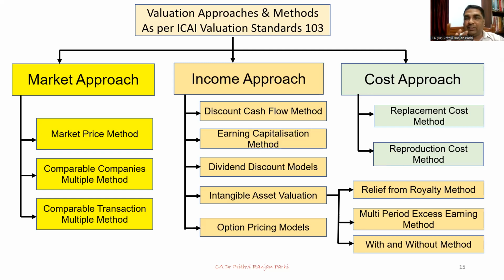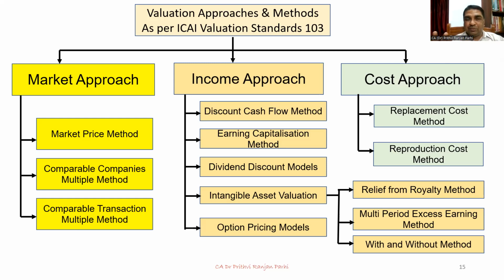Under market approach, valuation is done considering the market data. You can see three types of methods under this market approach. Market price approach, where market price for a specific period is considered to arrive at the value. Comparable companies multiple method. This is one more method where comparable companies are identified and a multiple factor is computed. On that basis, the value of the business or value of an asset is decided. Then comparable transaction multiple method. Here comparable transactions are identified and on the basis of a multiple, value is decided under market approach.